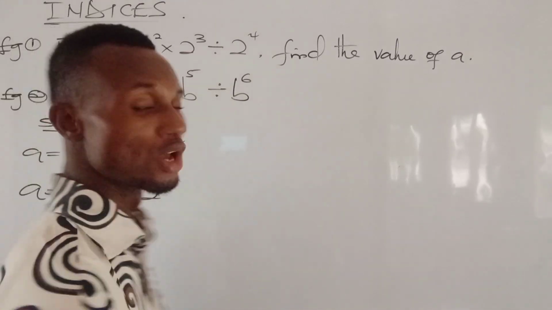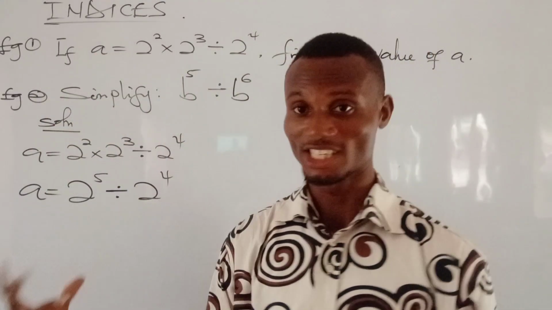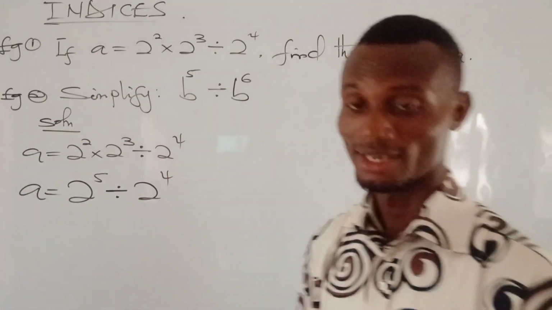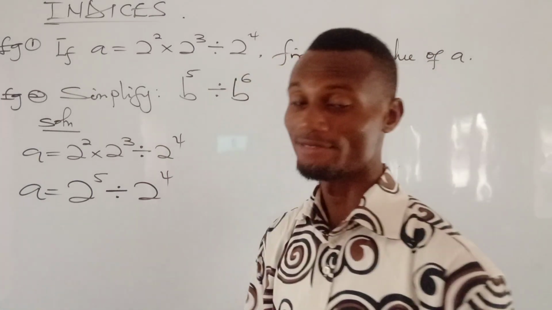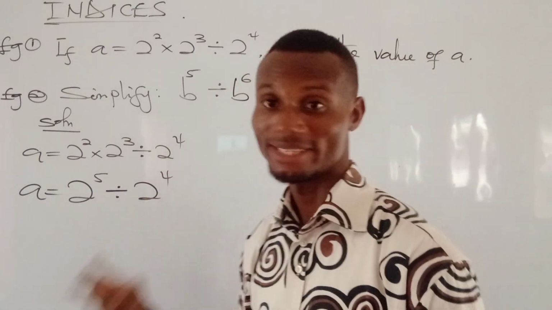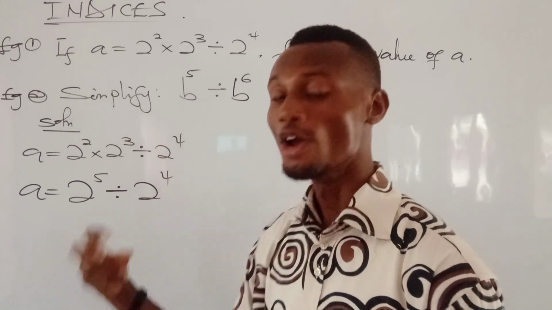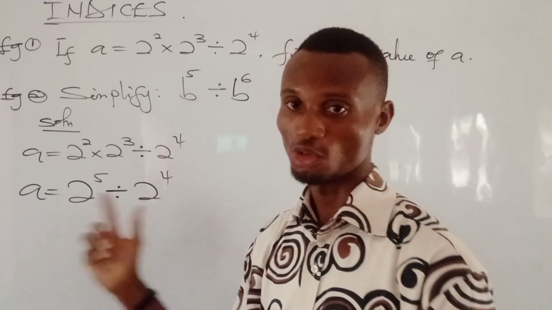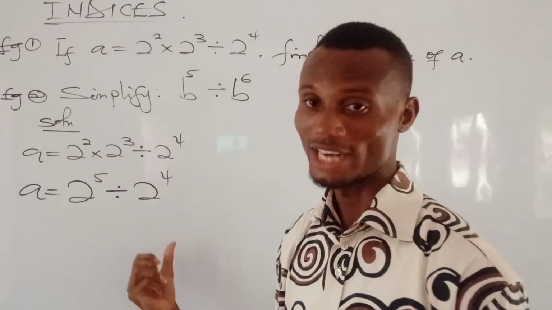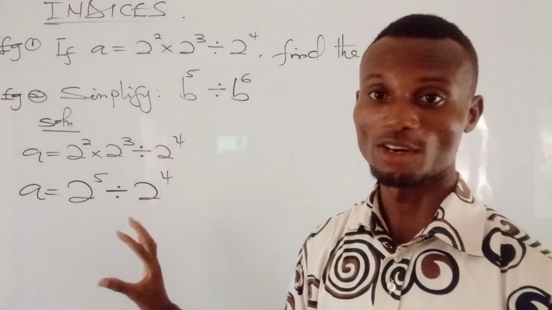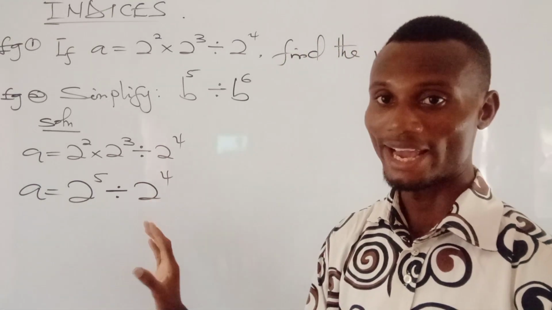Okay, from here we apply the division law of indices that we learned in the previous videos. The division law says that if the bases are the same and they are dividing, for us to simplify, we just pick one of the bases, then we subtract the powers. So that's the division law of indices we are applying here.